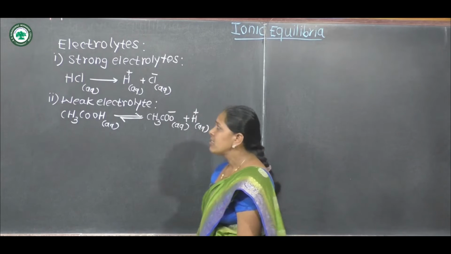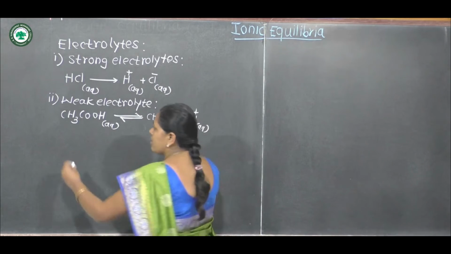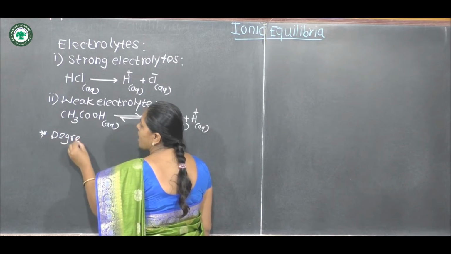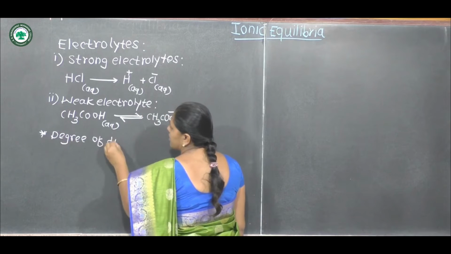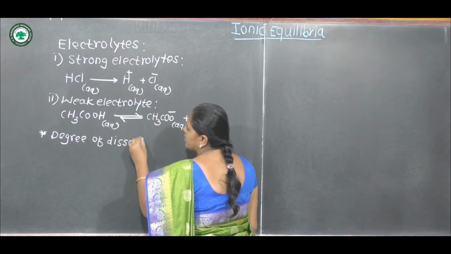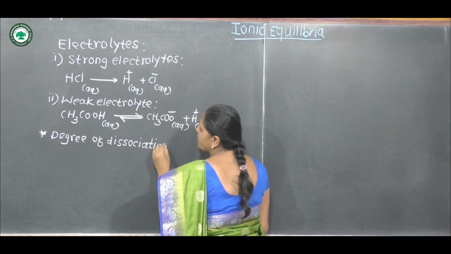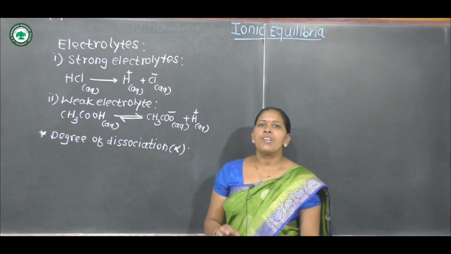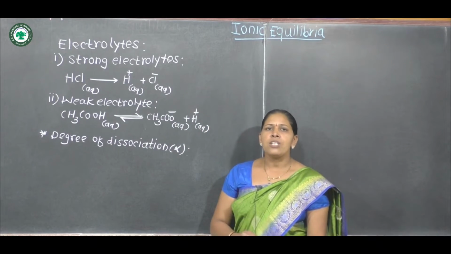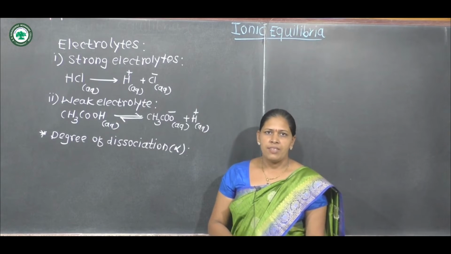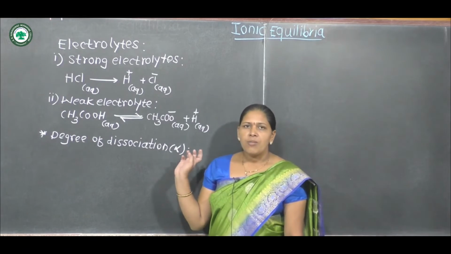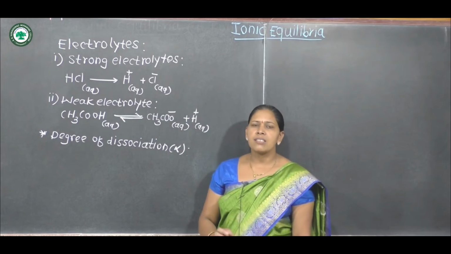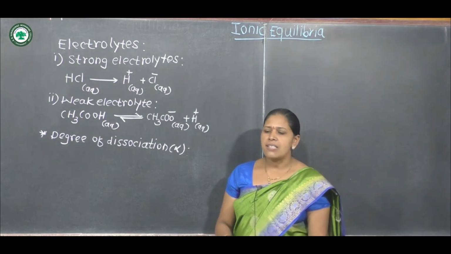Then next is the degree of dissociation. Degree of dissociation is denoted by alpha. This point is very important for your JEE NEET exam. For this point, one question is compulsorily asked in the JEE or NEET exam.